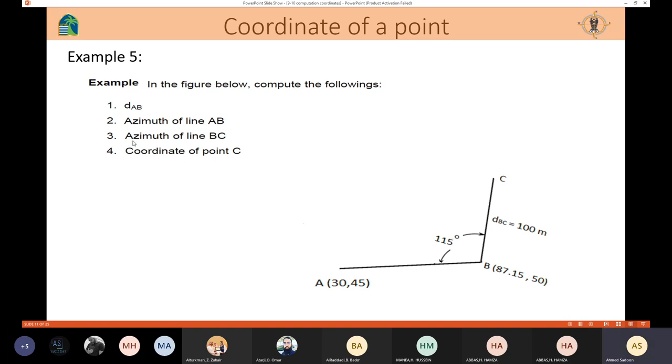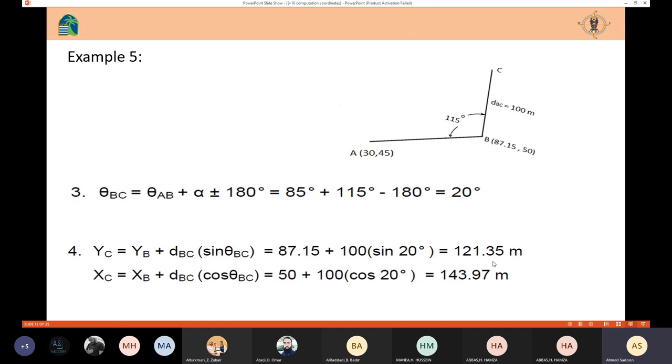Also here, it's required to determine the azimuth of the line BC, this one. This angle here. In order to determine this one, we're going to get back to the previous lecture. We know the forward of the previous line, we know the internal angle, and we'll be able to determine the forward of the line BC. So in the step number 3, the forward or the azimuth or the angle BC, this one here, is going to be the forward of the previous line, which is 85 degree, and the internal angle which is given for us.